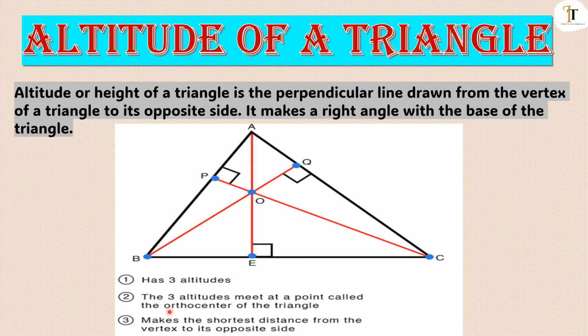What we call the orthocenter, whereas in the median we call it the centroid, right? So by definition, the altitude or height of a triangle is the perpendicular line drawn from the vertex of a triangle to its opposite side, and it always makes a right angle with the base of the triangle.